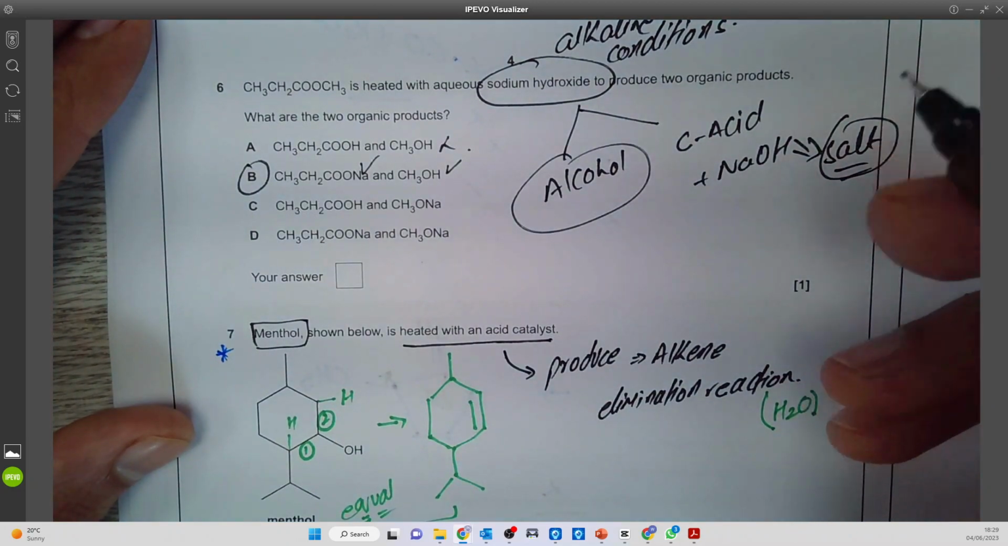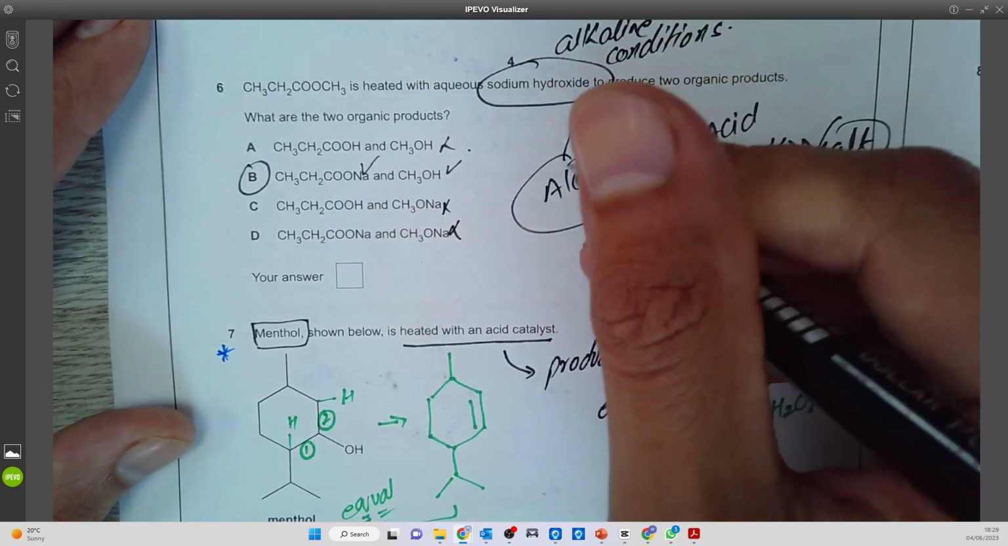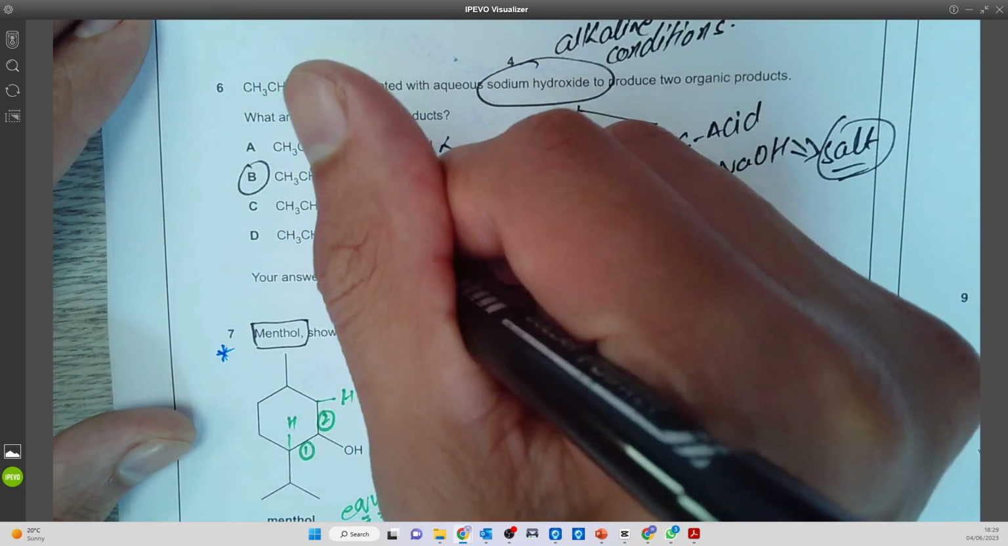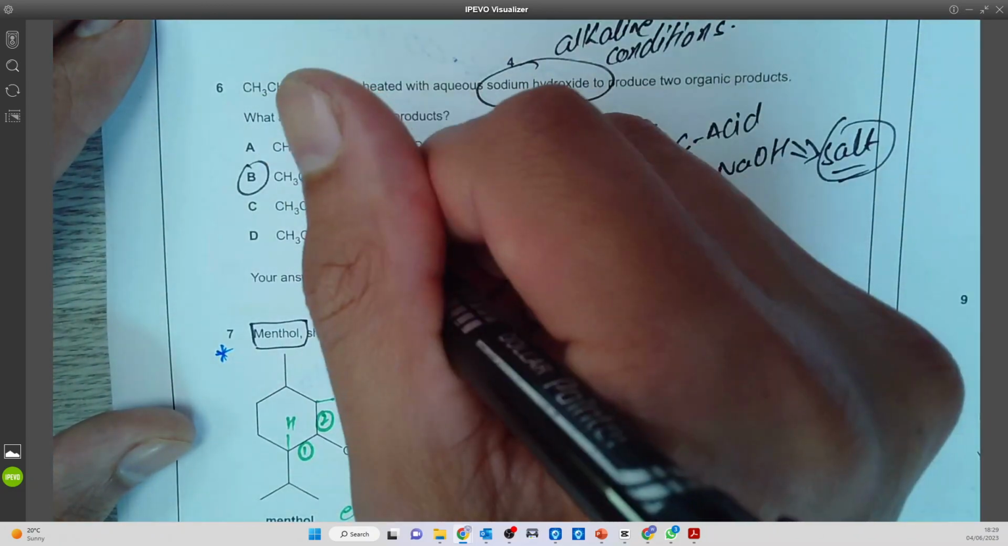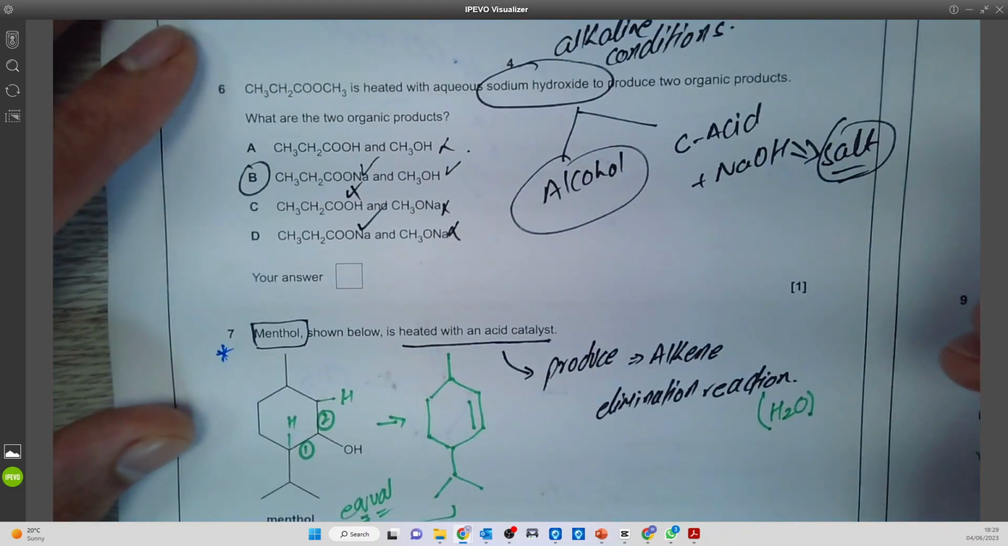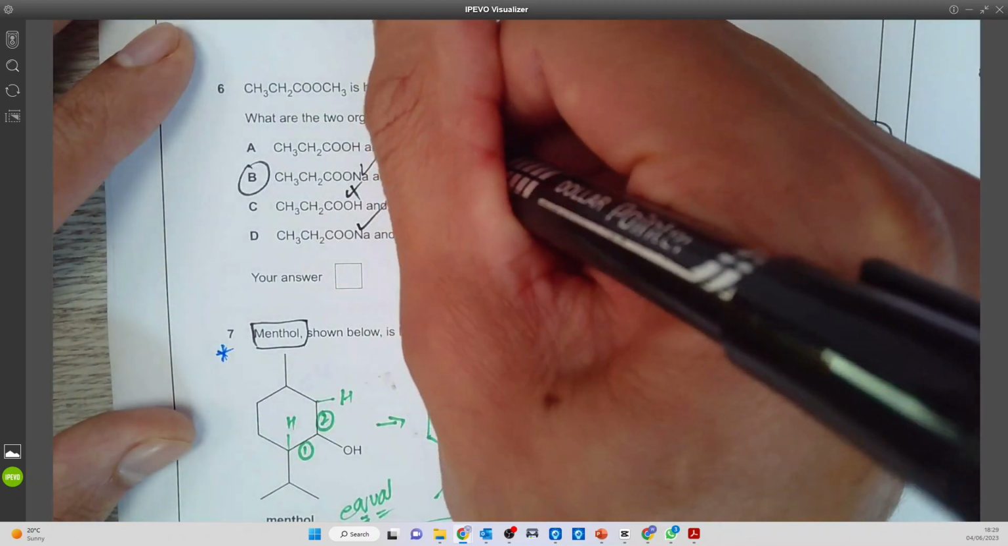Okay, answer is B. This is wrong here. This is wrong as well. In this case, they are both right. This is right, this is wrong here. This is right. In this case, this is correct. This is wrong.